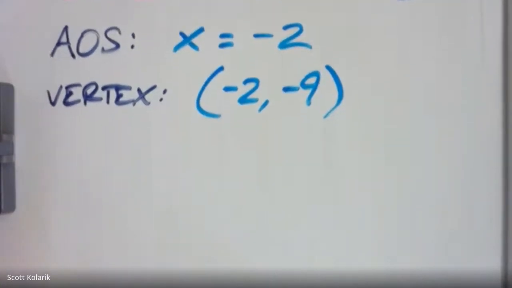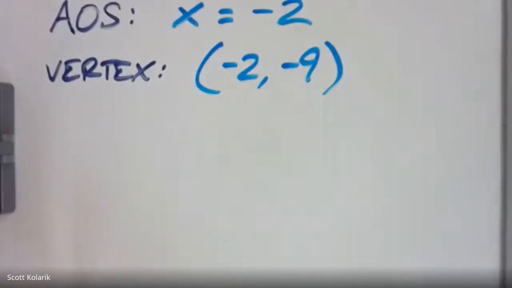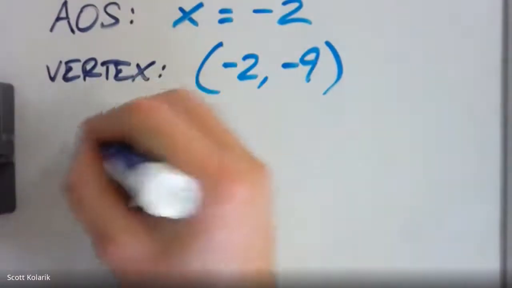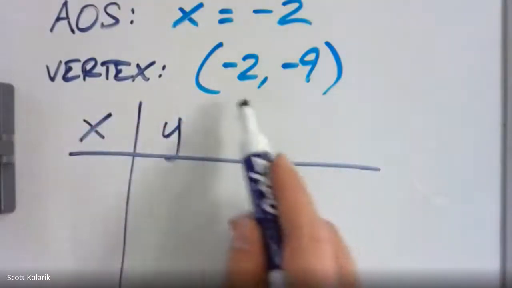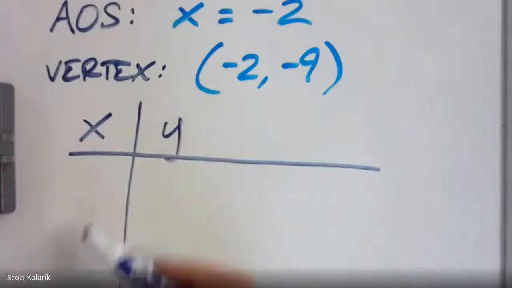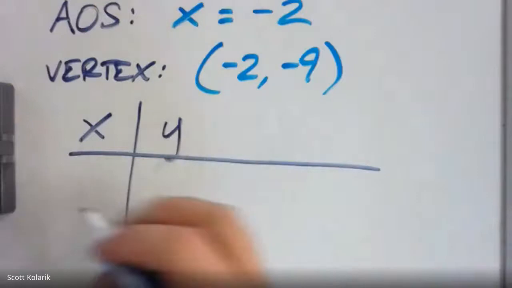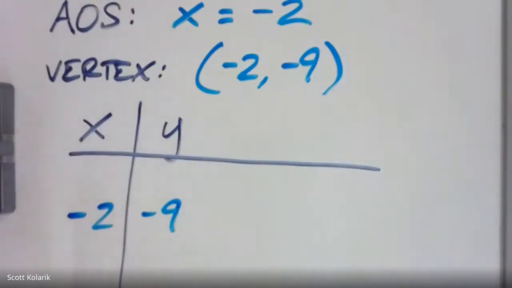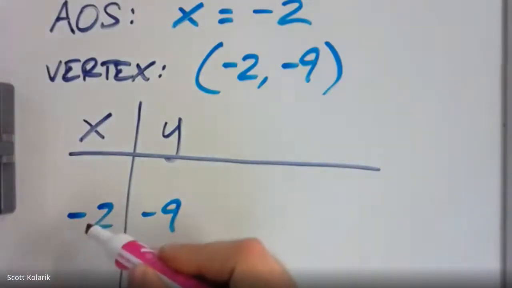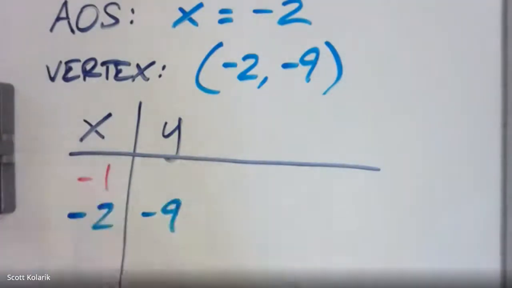Next, what I have to do is a little bit more of the same, but essentially at this point, I need to create an XY table. But here's the good news. I have one of the coordinate points for it. That vertex is one. I'm going to need 3 coordinate points to really give me the shape of this U, and this negative 2, negative 9 is the middle of those 3 coordinate points. What I would do here is pick a value less than that, pick a value greater than that. For instance, a value greater than negative 2 would be like negative 1. A value less than negative 2 would be like negative 3.